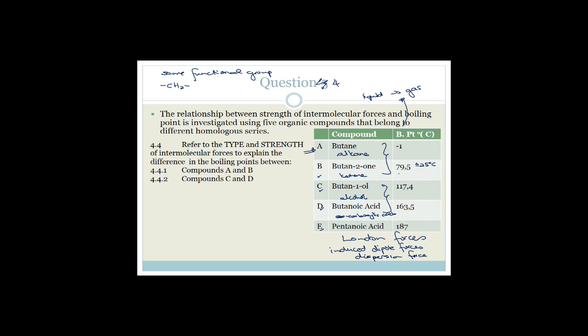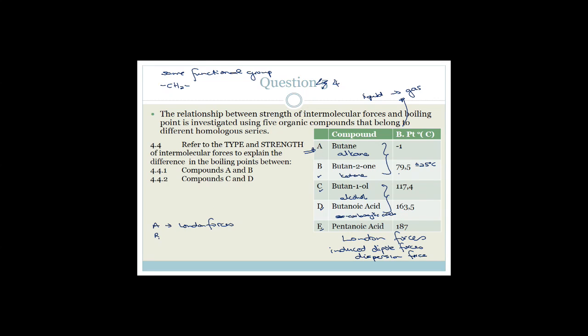So A, you've got London forces. B, you've got dipole-dipole forces as well as London forces, which means the intermolecular forces in B are much stronger. So let me write this down. A, there is just London forces, okay? London forces. And these are the weakest of all the types of forces that you can have, intermolecular forces. And remember, intermolecular forces are between the molecules, not within the molecule.